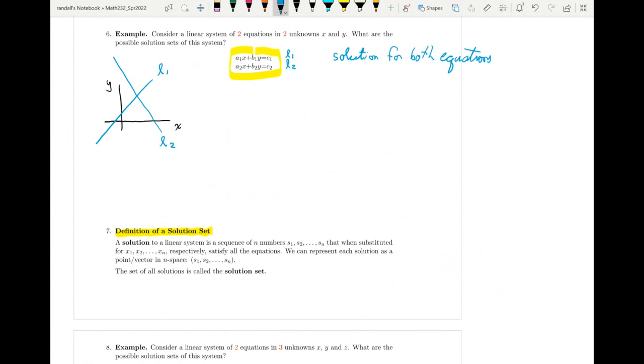So in other words, looking at the first equation and its solution set, which is this line, we ask, are there any points on this line that also satisfy the second equation? And what that means geometrically is, are there any points on line 1 that also lie on line 2? Now you can see where it is, it's right here. I just put a dot on it, and that is the solution set.